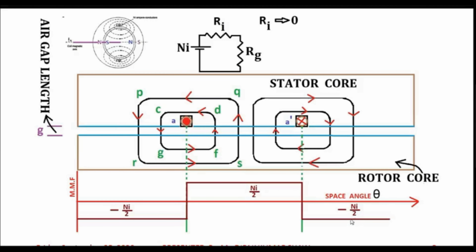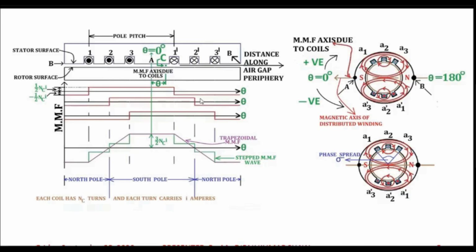So if you have got three coils like this one, you apply the principle of superposition. That means you assume that when coil 1 dash is carrying current, then the remaining two coils are not carrying any current. Likewise, when coil 2 dash is carrying current, then the remaining two coils are not carrying any current. In this way, you will be able to plot the nature of MMF variation, or let me say the space distribution of MMF variation.